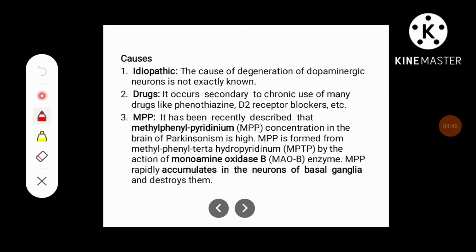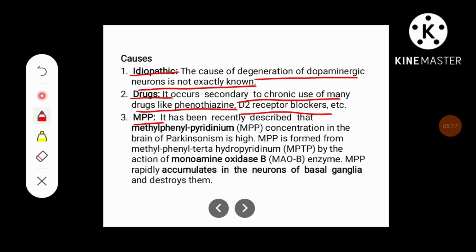Some of the causes for Parkinsonism are idiopathic. It could be because of drugs and MPP. The cause of the degeneration of the dopaminergic neurons is sometimes not exactly known, so that is why it is idiopathic. Sometimes it occurs secondary to chronic use of many drugs like phenothiazine, which is an antipsychotic, and dopamine receptor blockers.